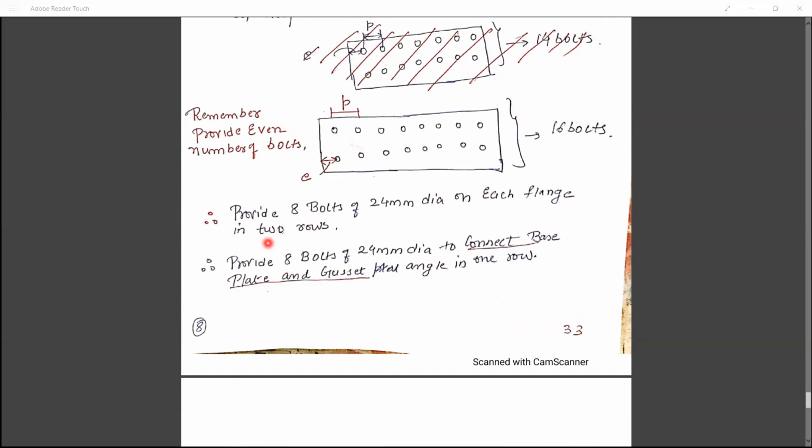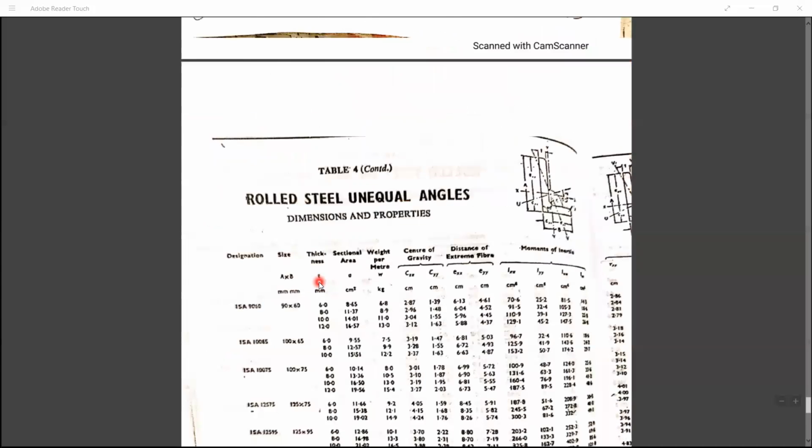So at last you need to provide this condition. Provide 8 bolts of 24 mm dia on each flange in 2 rows. Provide 8 bolts of 24 mm dia to connect base plate and gusset angle in 1 row. Why we are writing this part: we should check the detailing part also.